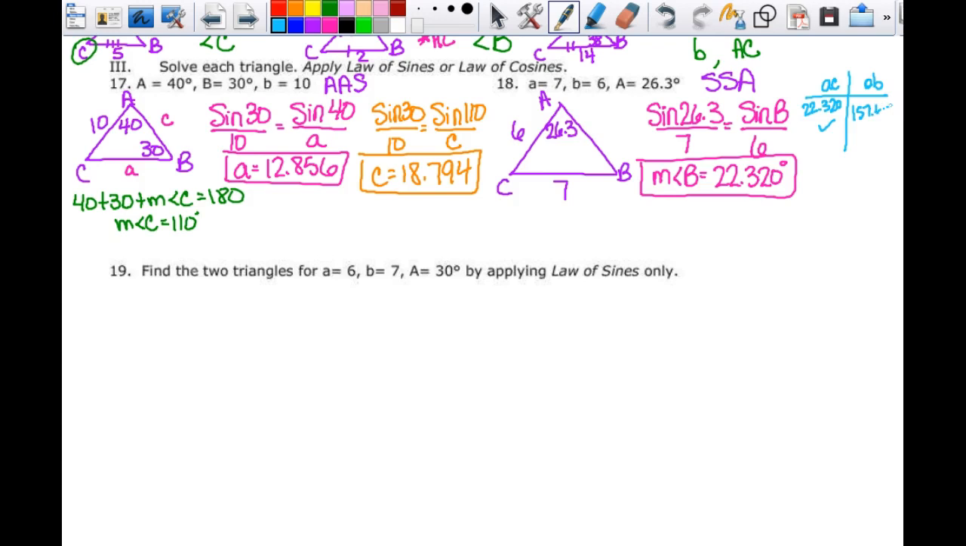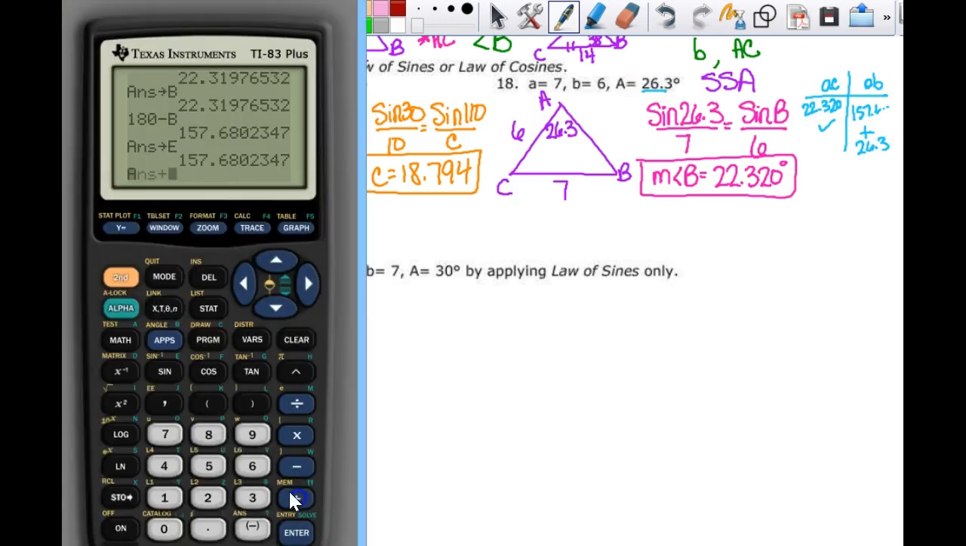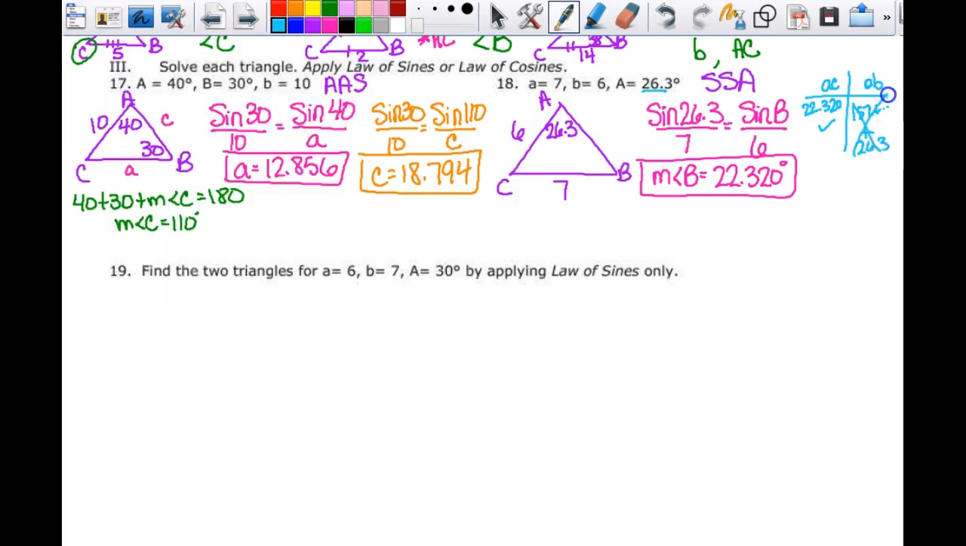And so to figure out if this would work, I take this, and I'm going to add to it the angle I know I have, which is 26.3. And that is more than 180. Since that's more than 180 with just those two angles, I know this one can't work because I don't have any room for the third angle. So even though it's the ambiguous case, I am only going to have one set of answers. So it doesn't need to be a B1, it's just B.